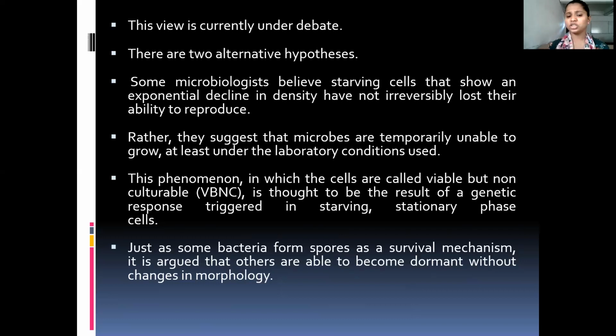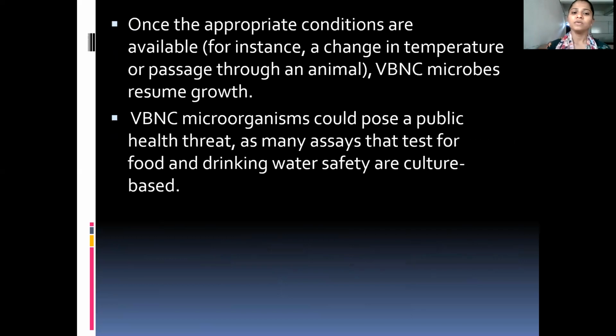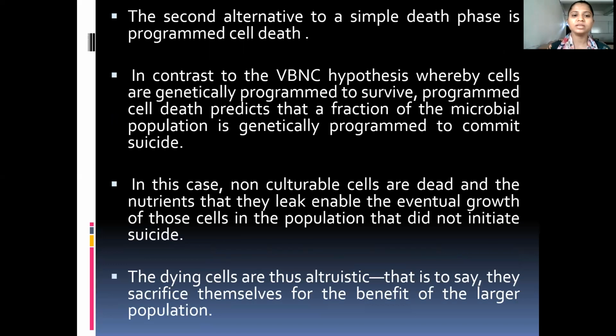Just as some bacteria form spores as a survival mechanism, it is argued that others are able to become dormant without changes in morphology. Once the appropriate conditions are available, the VBNC microbes resume their growth. VBNC microbes could pose a public health threat, as many assays that test for food and drinking water safety are culture based. The second alternative to the simple death phase is programmed cell death.